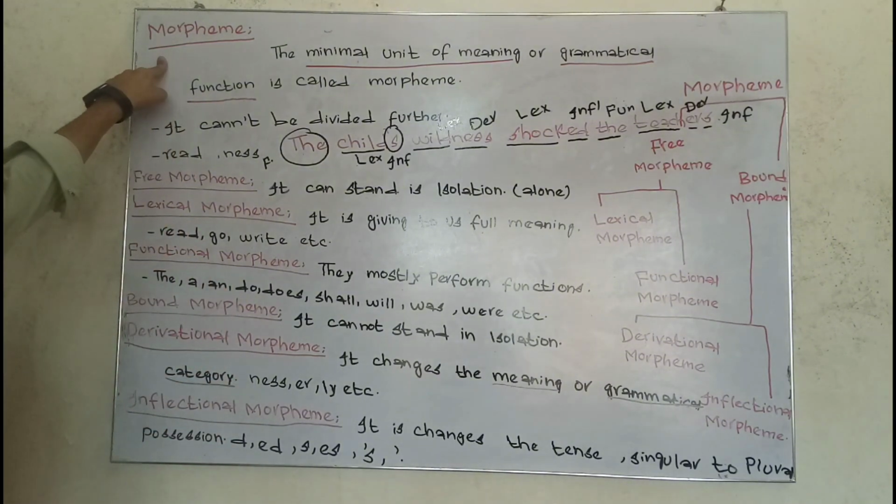So this was the definition of morpheme and the kinds of morpheme that we have explained.